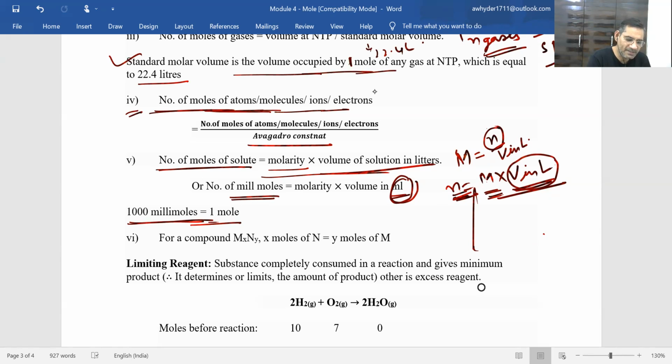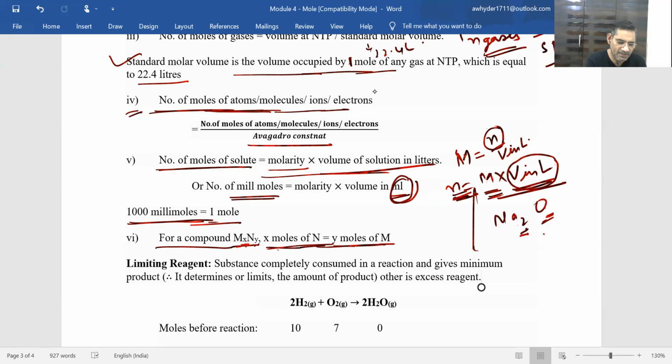Now see the next point, the next rule for the principle of atomic conservation. For a compound MxNy, x is the number of moles of N and y is the moles of M. So this we should remember. As in Na2O, the valency of oxygen is 2 and the valency of sodium is 1. Because here there is one oxygen atom, the valency of sodium will be 1. And here there are two sodium atoms, so the valency of oxygen will be 2. So that is what I have written here, MxNy. So y is the valency of M and x is the valency of N. So it will be equal to the number of moles 2.